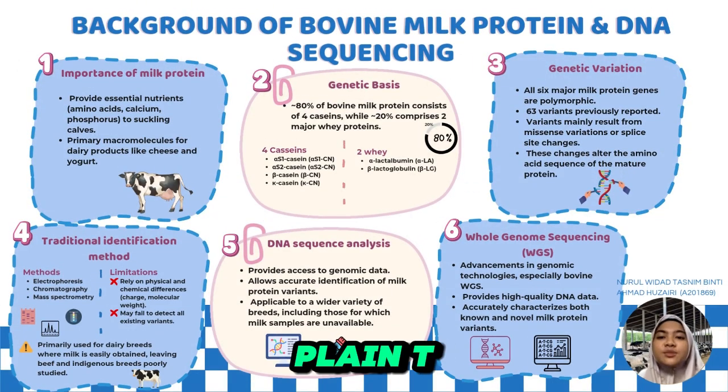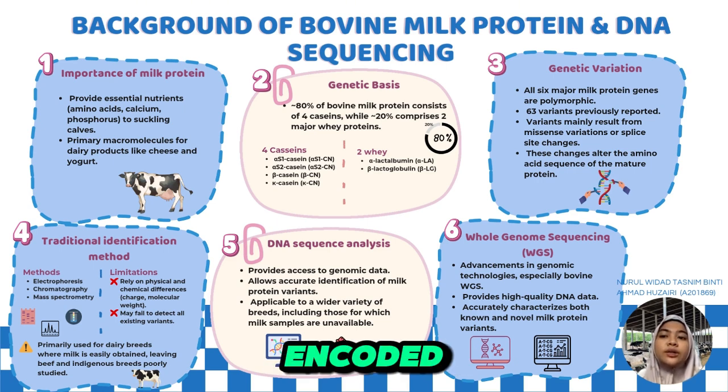In this slide, I explain the background of bovine milk protein and DNA sequencing. First, milk proteins are very important because they provide essential nutrients such as amino acids, calcium, and phosphorus for calves. These proteins are also widely used in dairy products like cheese and yogurt. Next, bovine milk proteins are mainly divided into two groups, which are casein and whey proteins. About 80% are caseins, while the remaining 20% are whey proteins.